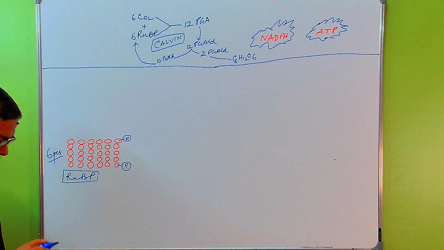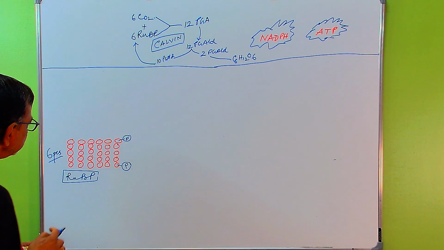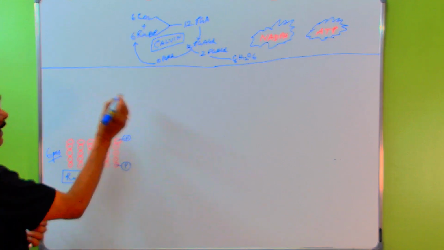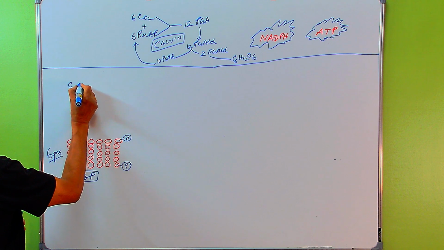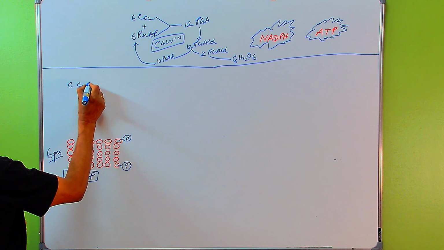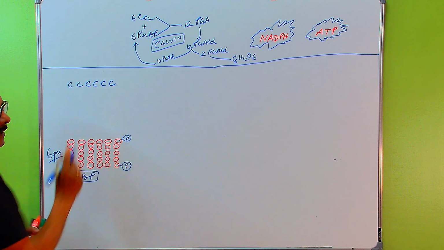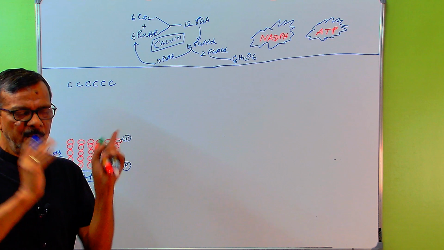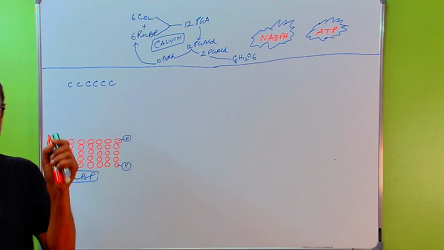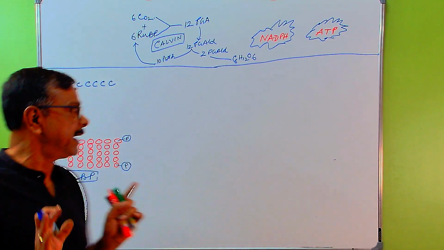6 pieces of ribulose bisphosphate I have taken. Now I will take 6 pieces of carbon dioxide. Carbon dioxide 1, 2, 3, 4, 5, 6. I am saying pieces to take it very simply so that you will never forget to write it like that.